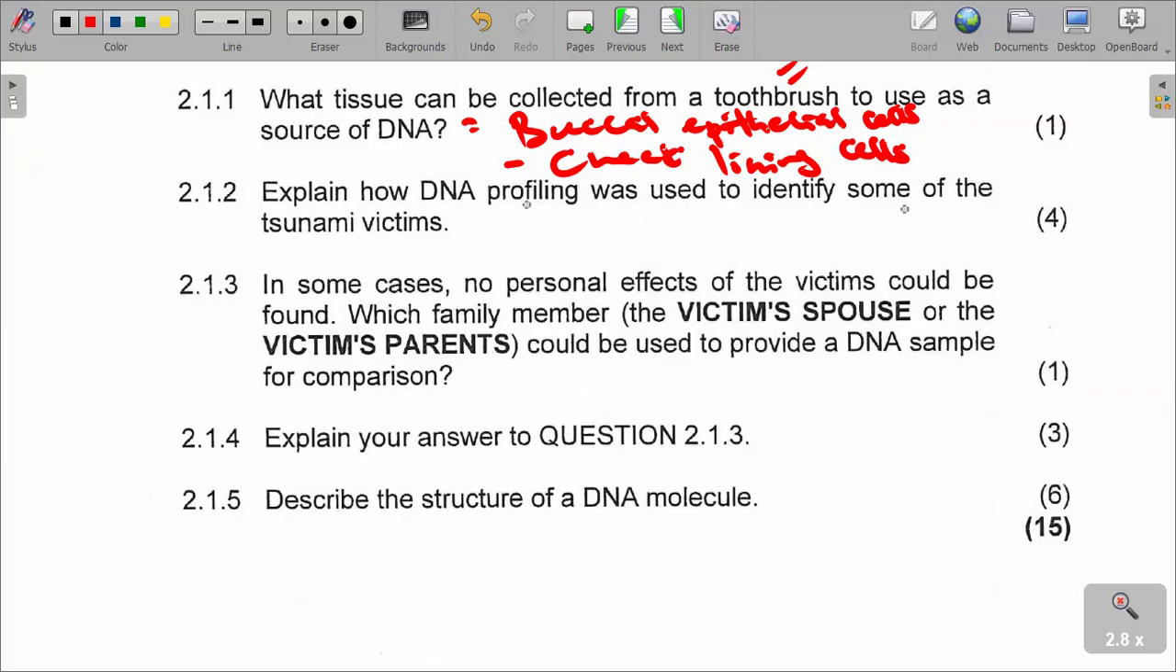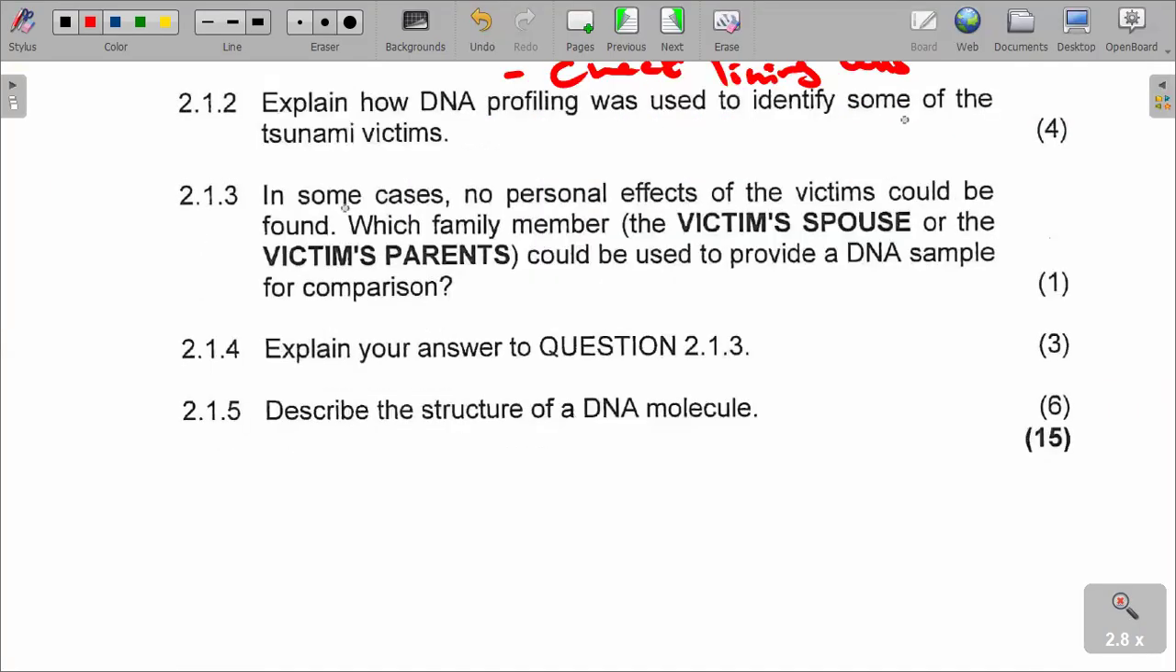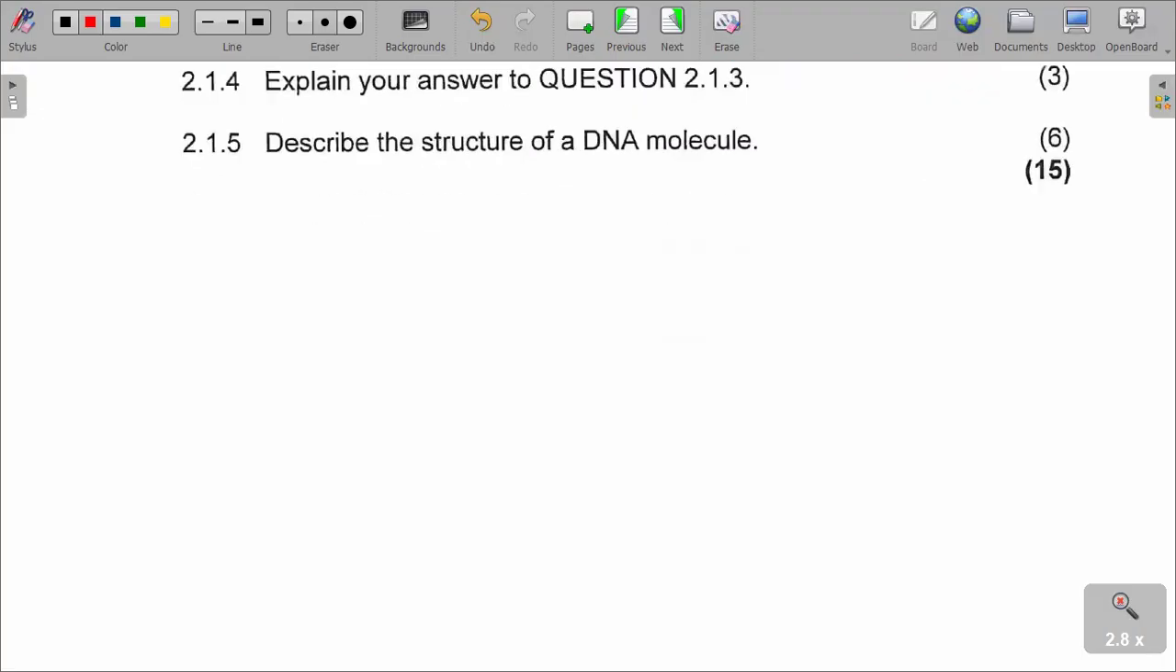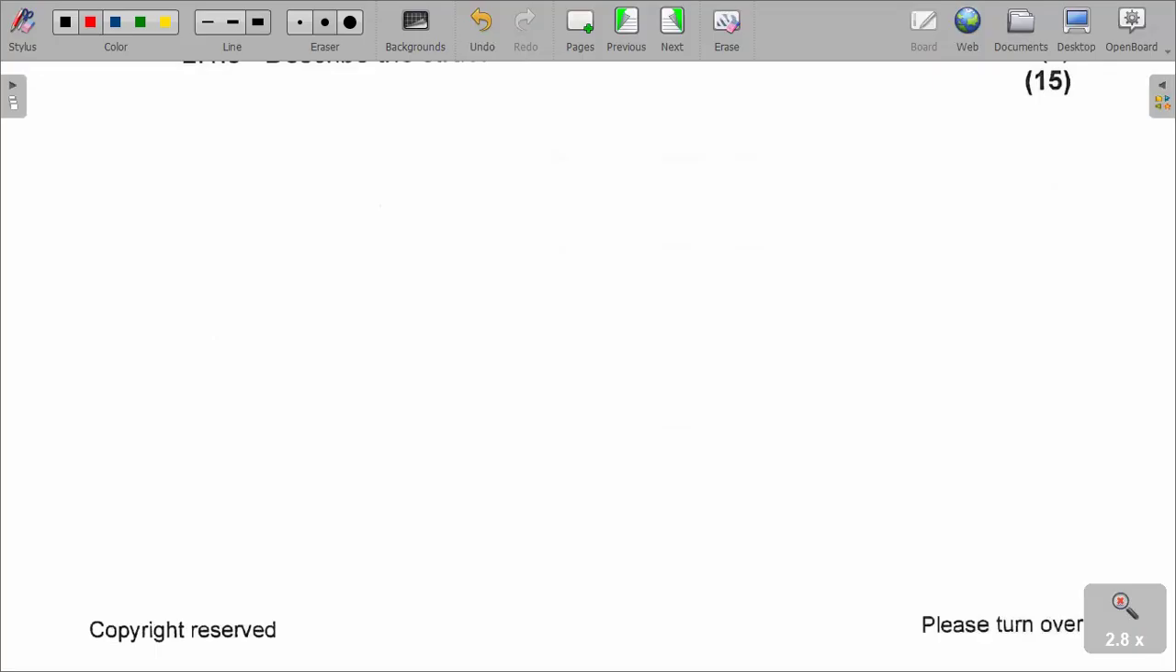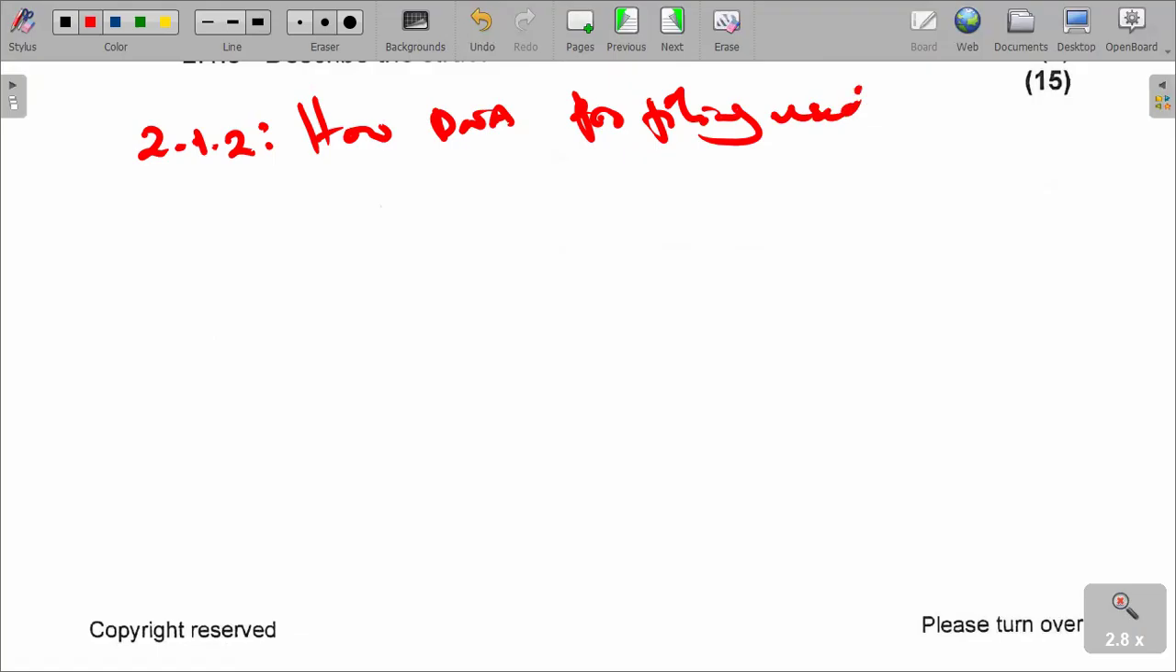Explain how DNA profiling was used to identify some of the tsunami victims. Question 2.1.2: how DNA profiling was used to identify tsunami victims. Let me just write it.